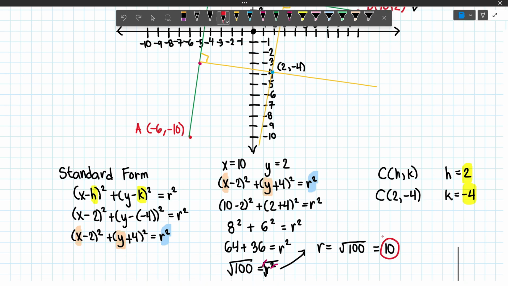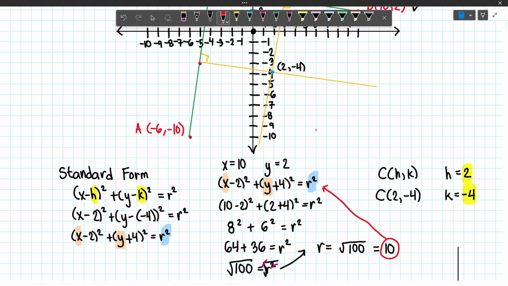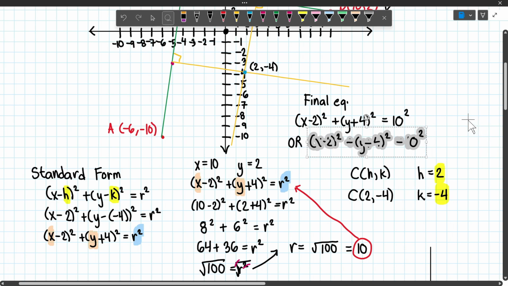Plugging this value into our equation, we get x minus 2 squared plus y plus 4 squared equals, our r squared is 10 squared. Or let's copy this one and change this to 100.